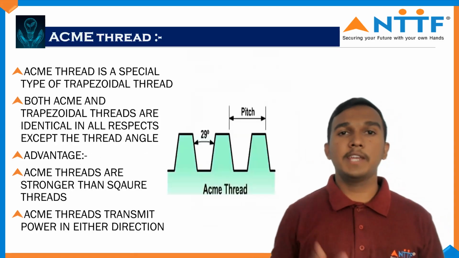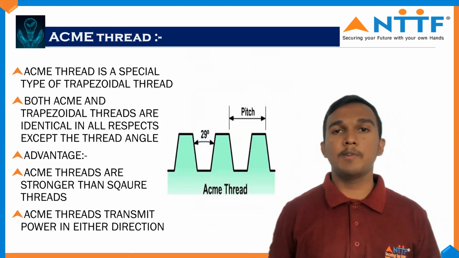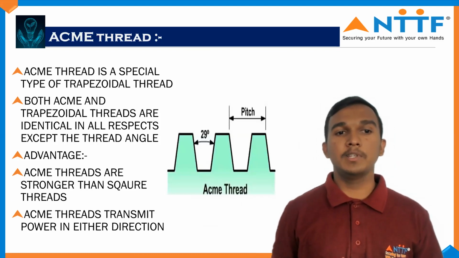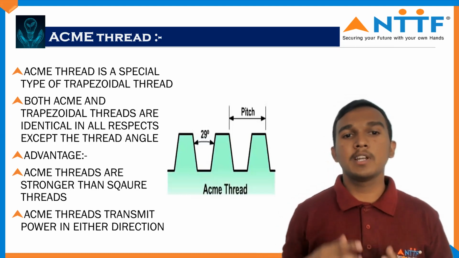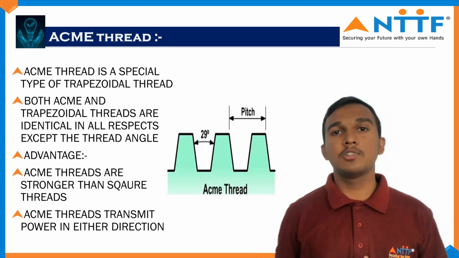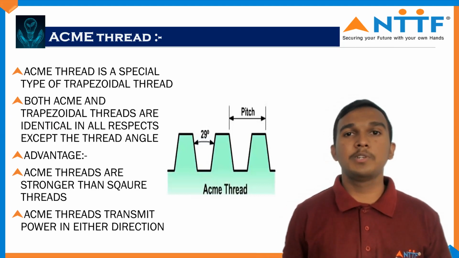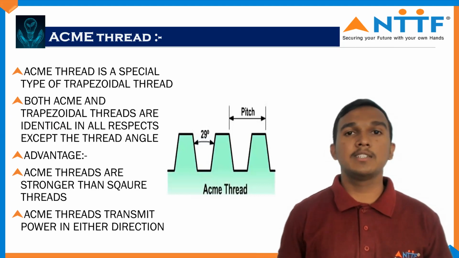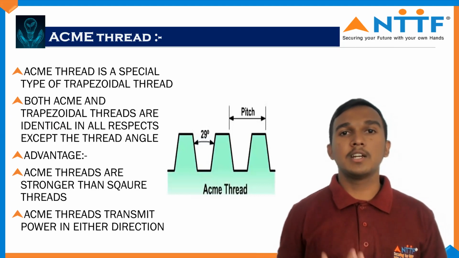And next is our acme thread. Acme thread is a special type of trapezoidal thread. Both acme and trapezoidal threads are identical in all respects, except in thread angle. Acme thread and trapezoidal thread are the same, but there is a difference in the angle. Acme angle is 29 degrees, and trapezoidal angle is 30 degrees.